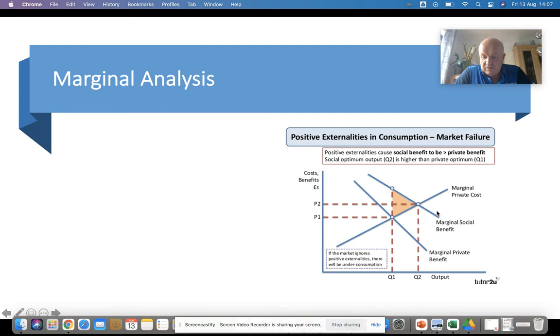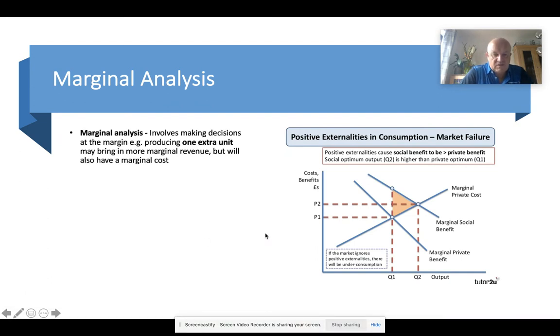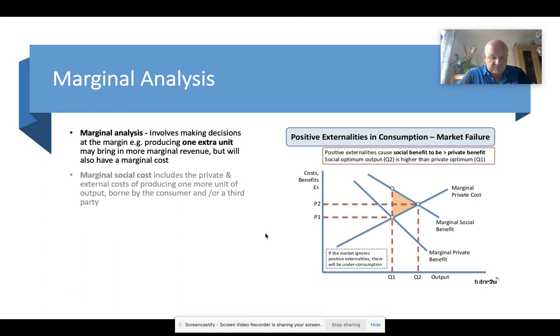The social optimum output is Q2, and that's higher than the private optimum. And as a result of that, if the market ignores those positive externalities, there will be underconsumption of that particular good or service because the supplier is only willing to produce at that certain level. Okay, so if we take a look at how that might play out, this marginal analysis comes back in. We're talking about making decisions at the margin, producing the one extra unit, which might bring in more revenue, marginal revenue, but will also have a marginal cost. And it's the difference between those two things that we need to bear in mind, okay?